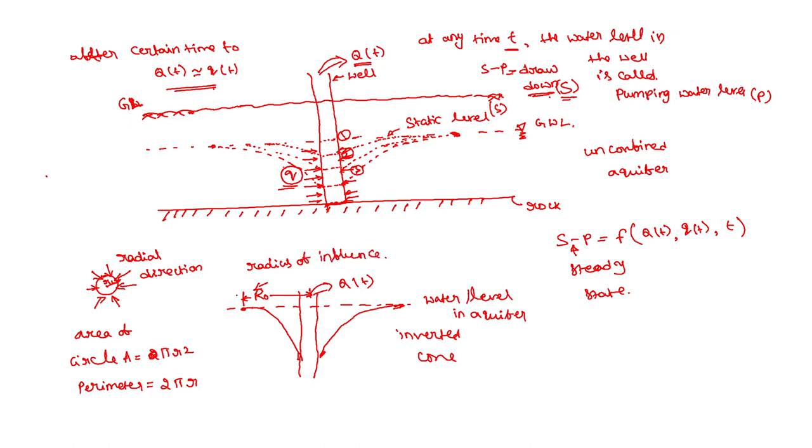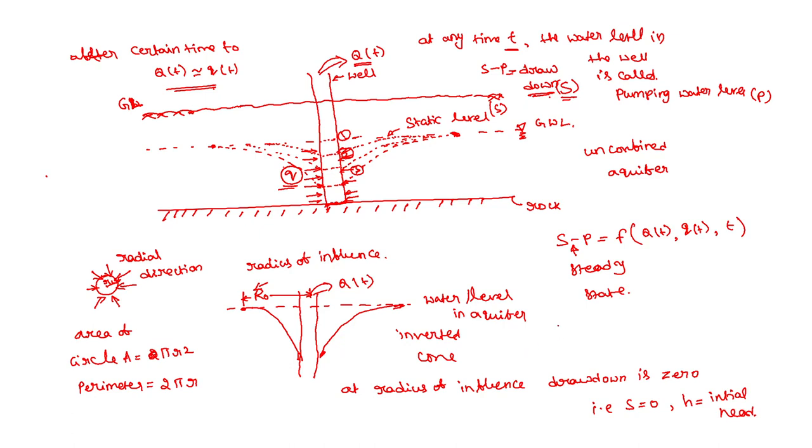And this particular R naught is called the radius of influence. At the radius of influence, drawdown is zero, that is S is zero, as well as H will be equal to the initial head only. So as we know what the cone of depression and the radius of influence are, the cone of depression is nothing but the drawdown profile at any time t in an aquifer.